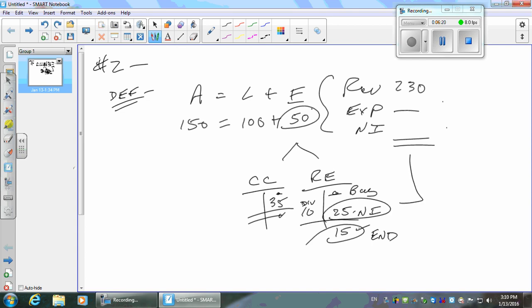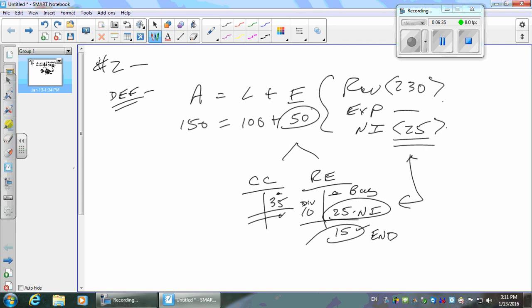So if net income's 25, net income up here is 25. Now, careful. Is that a debit or a credit? Credit. That's a credit. Net income would be a credit. And by the way, that doesn't mean loss. That means credit, okay?